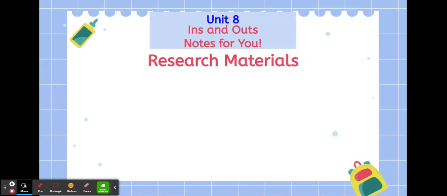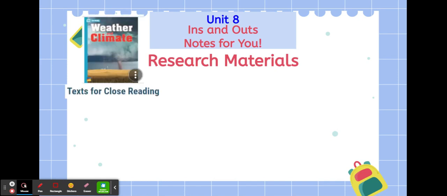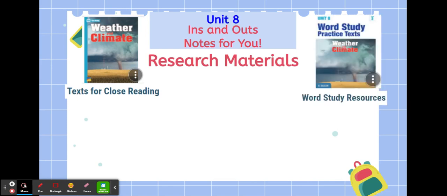We have a few ins and outs that we like to share with you about this unit. In preparation for this research unit, you may want to curate some resources for your students on a few science topics. This unit has a focus on Earth's weather. There are multiple sources that can be used by students to conduct research within the benchmark resources. The text for close reading booklet has text on clouds, climate and weather, blizzards, and hurricanes. The word study practice test has text on blizzards and hurricanes.